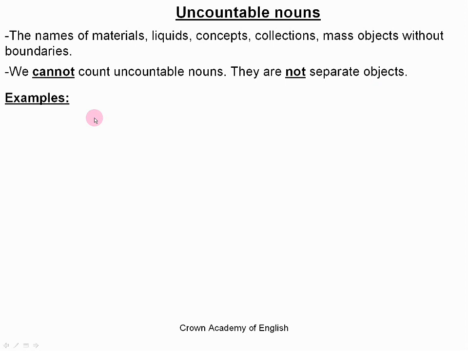Some examples. So sugar, butter, rice, pasta, salt, bread, milk, water. So you can see often they are liquids or like a powder, that sort of thing. Something which has no boundaries to it, something which is a large mass.